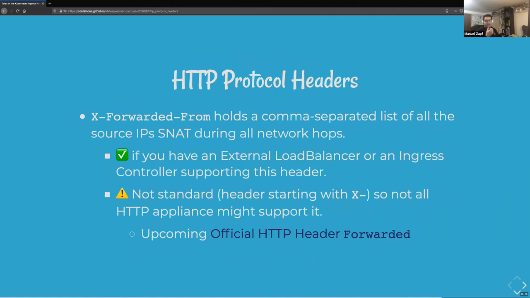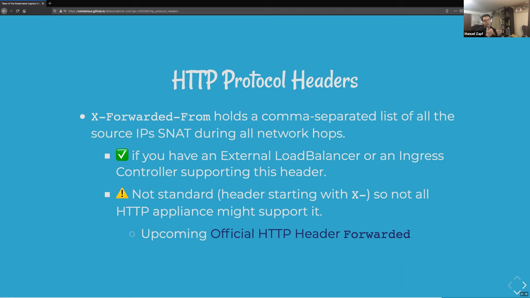We have headers inside HTTP because they are part of the protocol. And one of the headers is X-Forwarded-For. This header typically holds a comma separated list of all the source IPs that have been placed in this header due to network hops with SNAT taking place. The good thing is lots of external load balancers or also Ingress controllers are supporting this header.